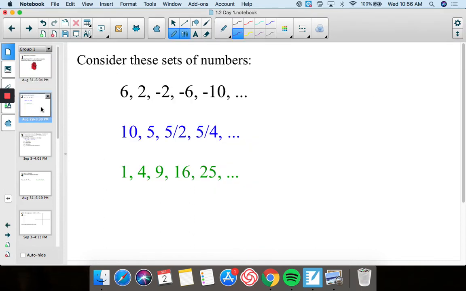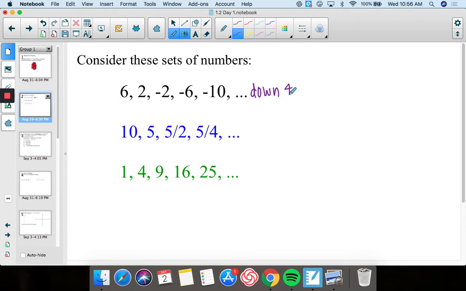So consider these sets of numbers. First one, 6, 2, negative 2, negative 6, negative 10, and so forth. All that we're looking at here, going from 6 to 2 to negative 2, is recognizing what is the difference, what's the jumps here. So we can see here that these numbers are going down by 4.